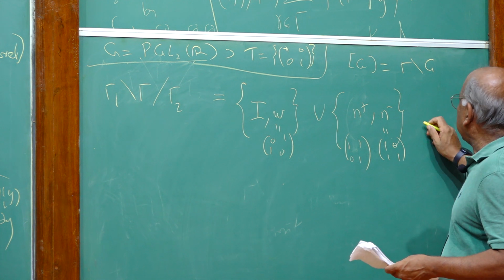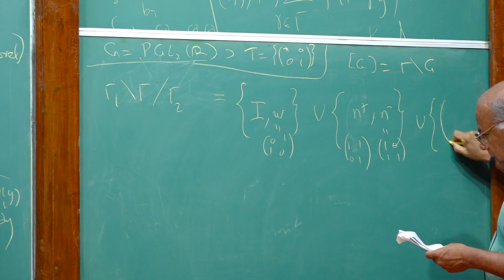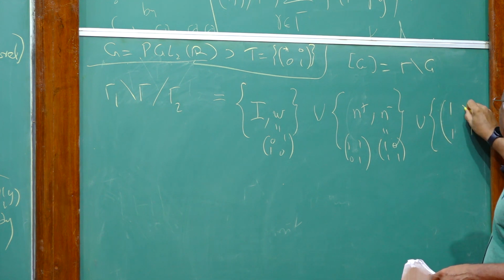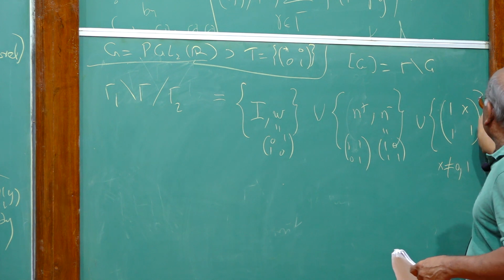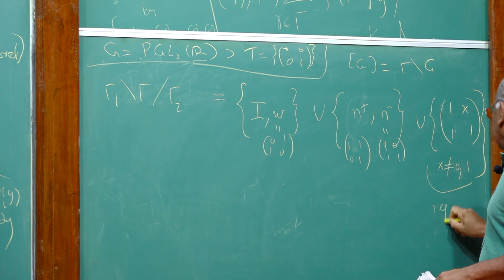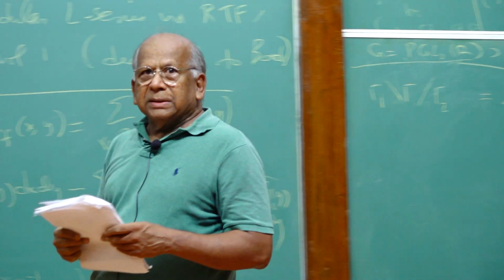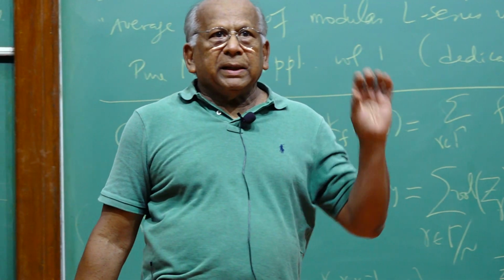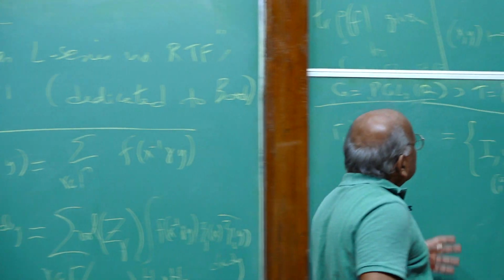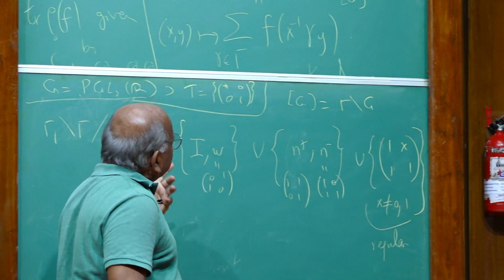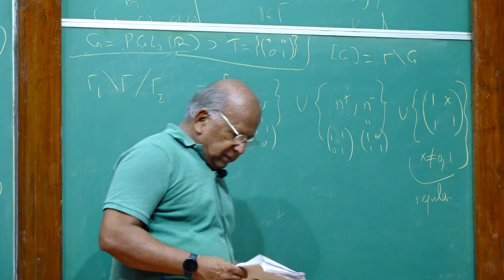And then you have the regular elements, and they can be written as (1, 1; 1, x), where x is not 0 or 1. So these are the regular elements. So when you do this in the geometric side, there are really three types of terms. The identity term, what you have inside is like an orbital integral. Identity term, unipotent term, and then the regular terms.